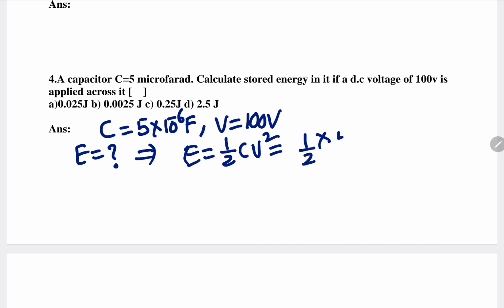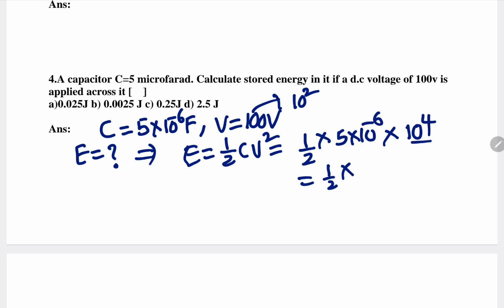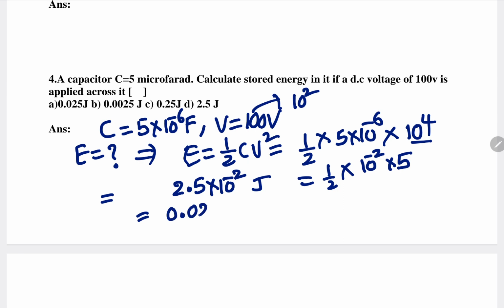Half C is 5 into 10 power minus 6 and V square. 100 volts is nothing but 10 power 2, so V square means 10 to the power of 4. So this is equal to half into 5 into 10 power minus 6, 10 power 4. This is 10 power minus 2 into 5, so this is equal to 2.5 into 10 to the power of minus 2 joules. So 2.5 into 10 power minus 2 means 0.025 joules. The answer is A.